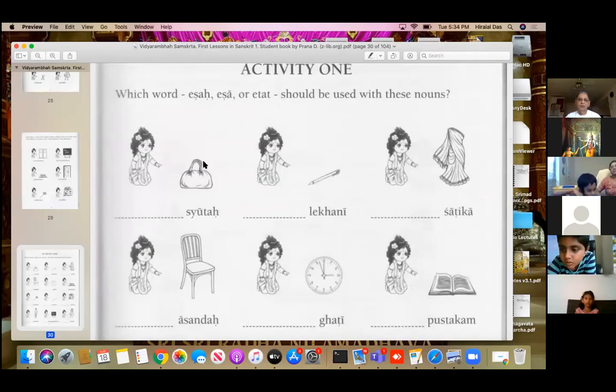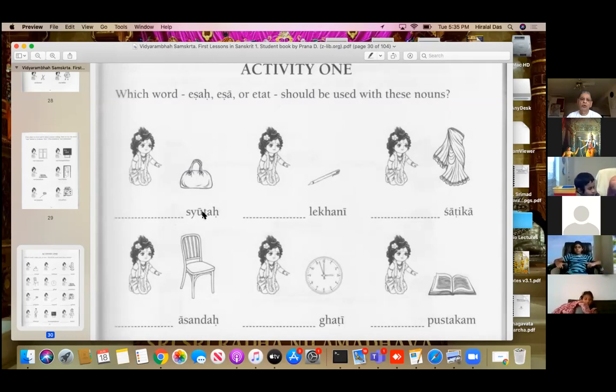Hare Krishna Prabhuji. Hare Krishna. So what do we say for a box in Sanskrit? Box is petika. Thank you, Prabhuji. Petika. Okay, so here, which word, esaha, esa, or etat, should be used with this noun? That means you have to find out which gender that particular noun is.